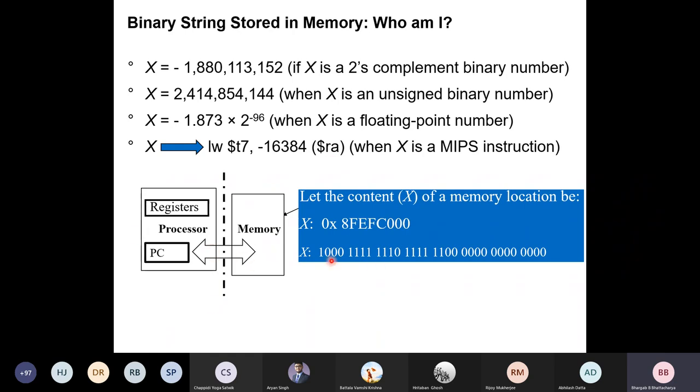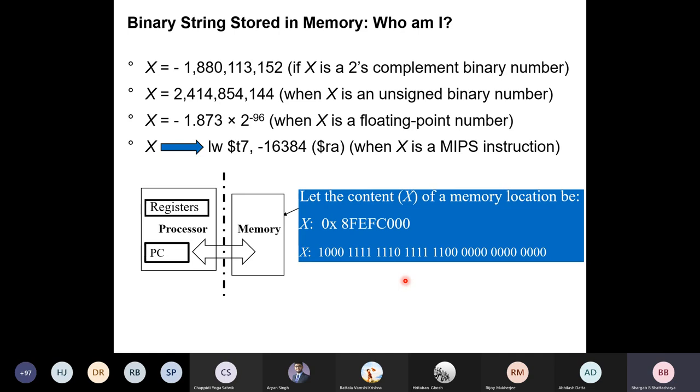Now, how does the machine know how to interpret this string? And depending on the interpretation, appropriate action is to be taken, right? If it is an instruction, then I need to decode the instruction and see what kind of instruction it is and take the appropriate actions. If it is a 2's complement binary number, then it may be a part of some data. Or similarly, if it is an unsigned or floating point number, it is a part of data, and I need to do some data operation with some other data and so on. So the challenge is, how does the machine identify the attribute of this string?